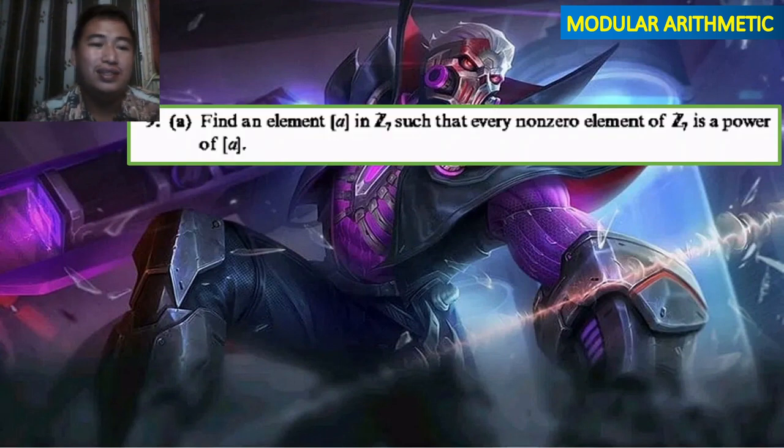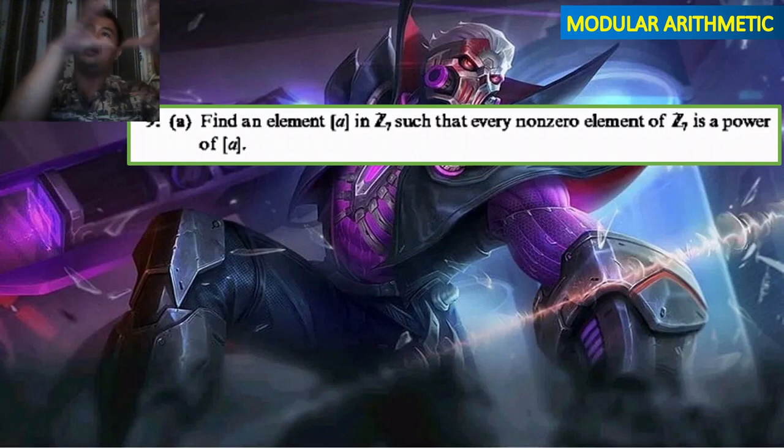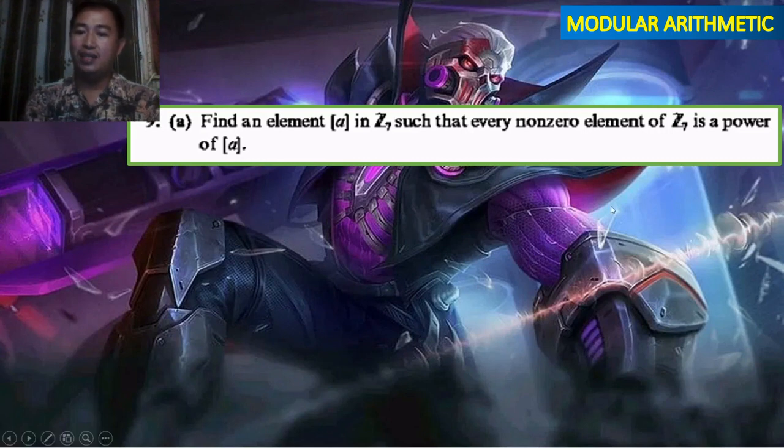Okay. So, example number 9, naa siya sa atong exercises. So, find an element A in Z7 such that every non-zero element of Z7 is a power of A. Na-gets ni, class? Find an element, example si A. Kung imo siyang i-power, equivalent siya sa tanan nga non-zero element sa Z7.